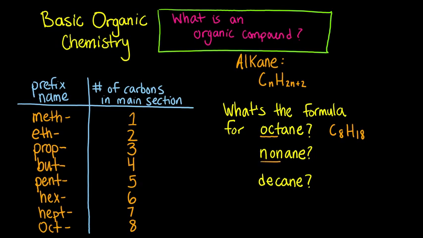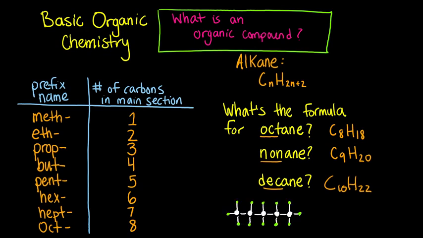Non is the prefix for 9, that is not in our table. Nonane would be C9, double it to 18, add 2, and it would be H20. And then decane, dec means 10, so 10 carbons would be C10, H22. Keep in mind that this formula is valid for linear or branched alkanes where there is not a ring.